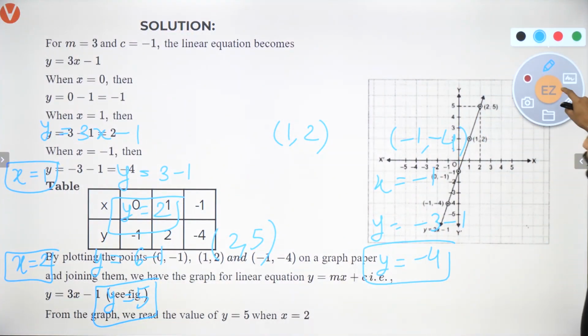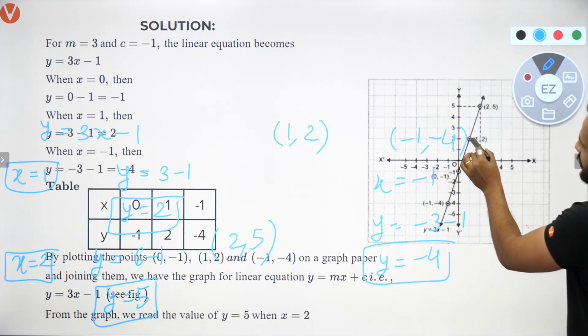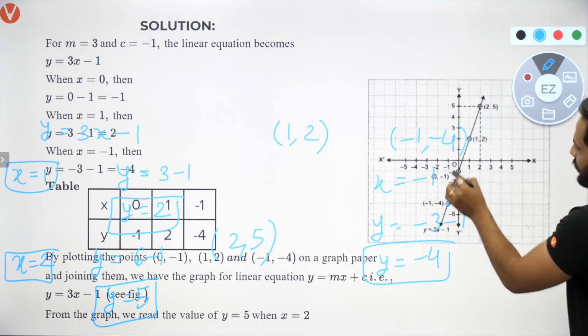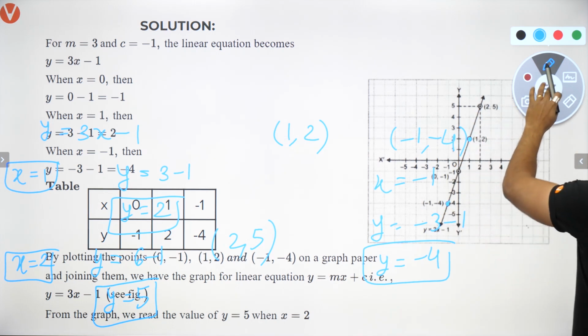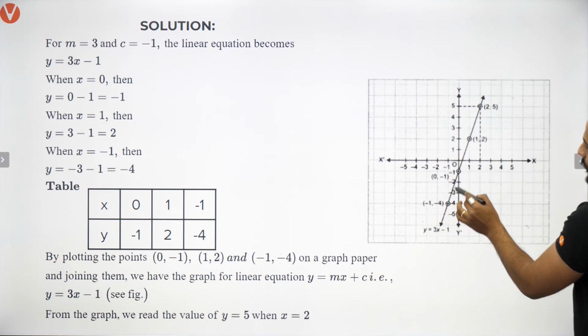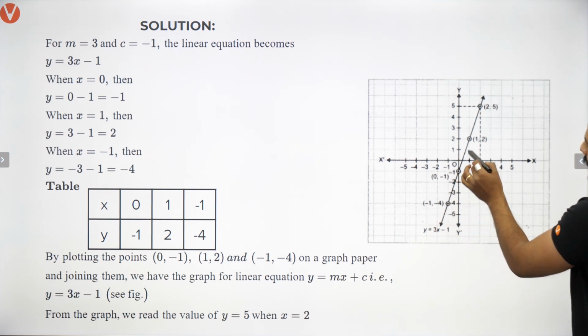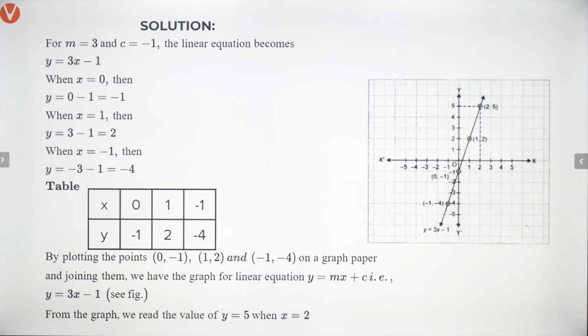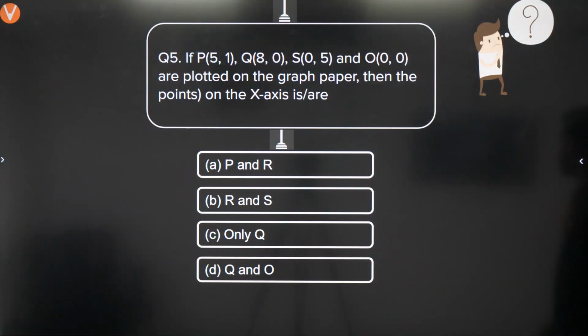So here, bacho, you can see 1 comma 2 we have, 2 comma 5 we have, and minus 1 comma minus 4. So these are the 3 points you have got. Minus 1 comma minus 4, and then 1 comma 2 and 2 comma 5. Join all of them, you will get a straight line. As simple as that. Is it clear? Okay, chalo, let's move to the next question.